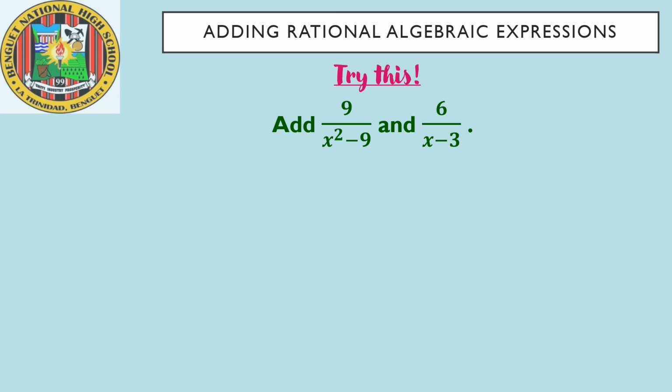Add 9 over (x squared minus 9) and 6 over (x minus 3). Pause this video and solve before we proceed to the answer.